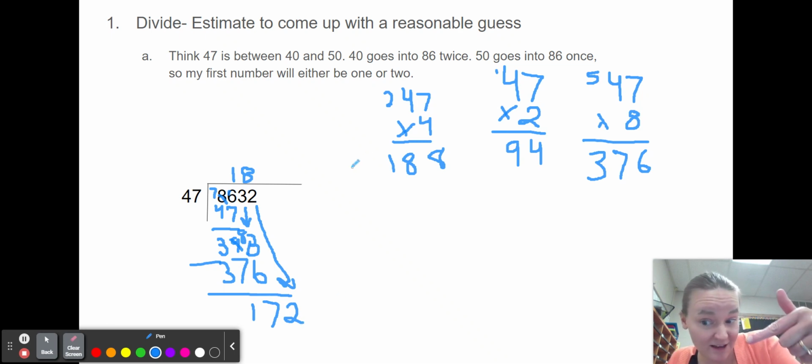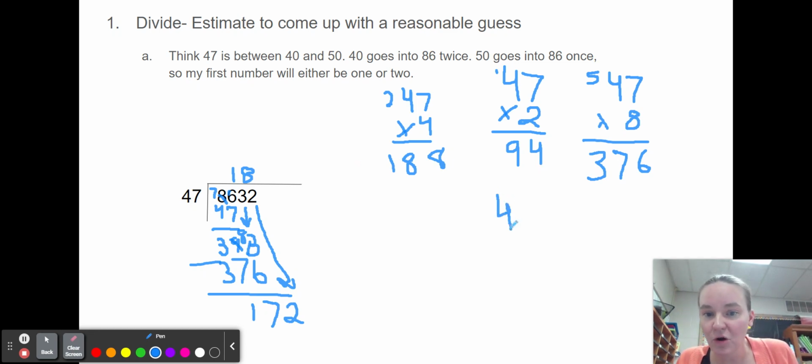So is that okay to guess wrong? Yes. So now I know that since 4 is just an itty bitty bit too big, then I need to multiply times 3. So let's do 47 times 3. 3 times 7 is 21. Write the 1, carry the 2. 3 times 4 is 12, plus 2 is 14.